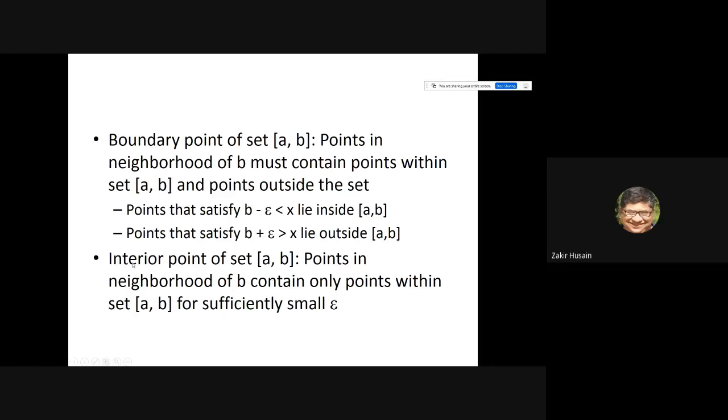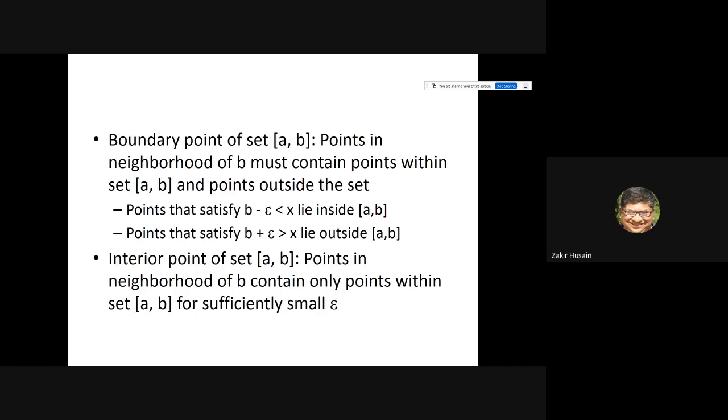On the other hand, what is an interior point? If we take a neighborhood and the neighborhood is sufficiently small, then it will contain points only within the interval. See, if epsilon is very large, let's think of an interval A and B as 0 and 1. So let's take a point in between, 0.5. If you take an epsilon like say 10, then obviously points will lie outside the interval. What I'm saying is that we can find an epsilon which is so small that any point, if we define the neighborhood using epsilon, it will lie entirely within the interval A to B.